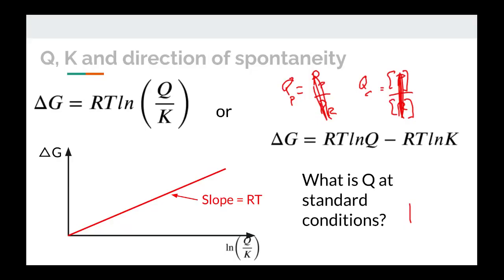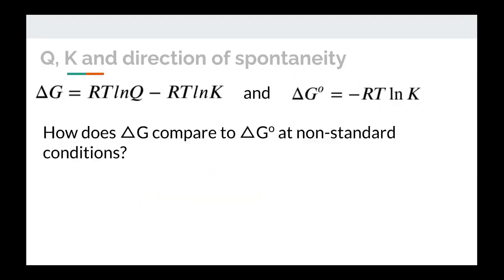So in this relationship we have here, this term would be RT natural log of 1, but the natural log of 1 is 0. So that term goes away when you're at standard conditions. So delta G naught is just that term. So a question arises, how does delta G compare to standard delta G when you're at non-standard conditions? And the answer is found in using that equation.